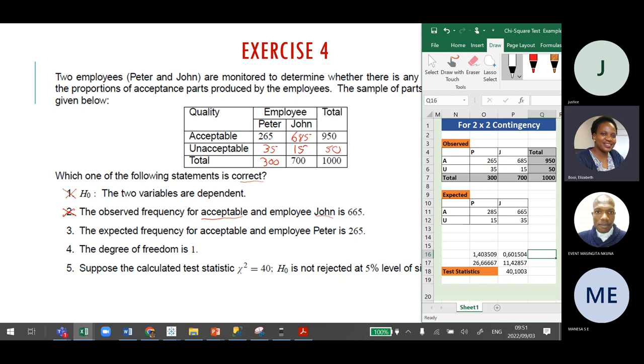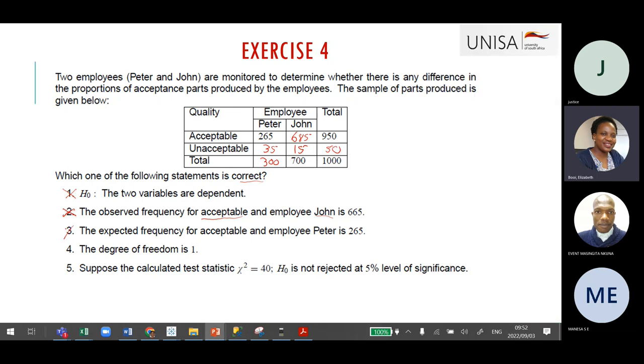The expected frequency for acceptable and Peter is 265. Incorrect. The expected frequency for acceptable and Peter is 285. So this says it is 265. They took the observed frequency. So that is incorrect. The degrees of freedom is 1.